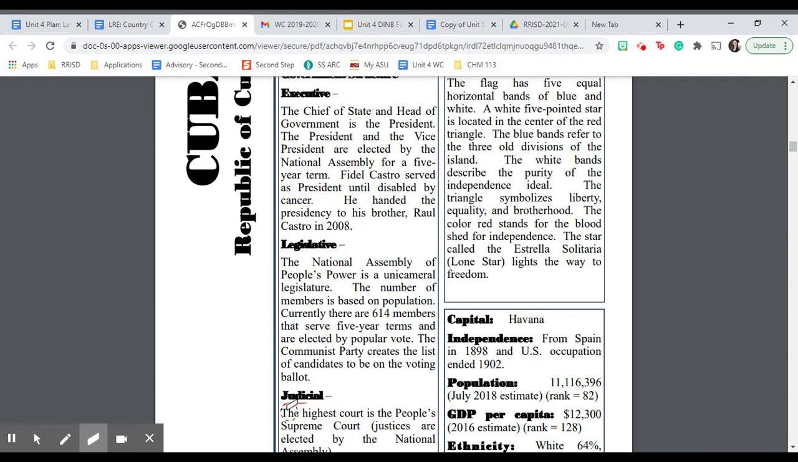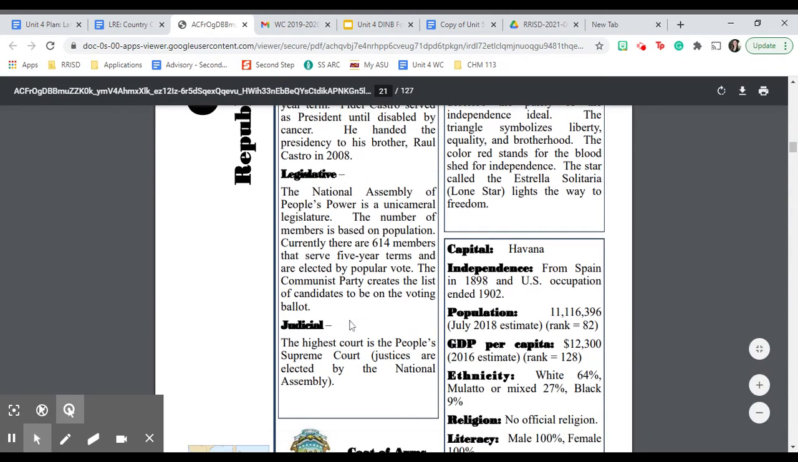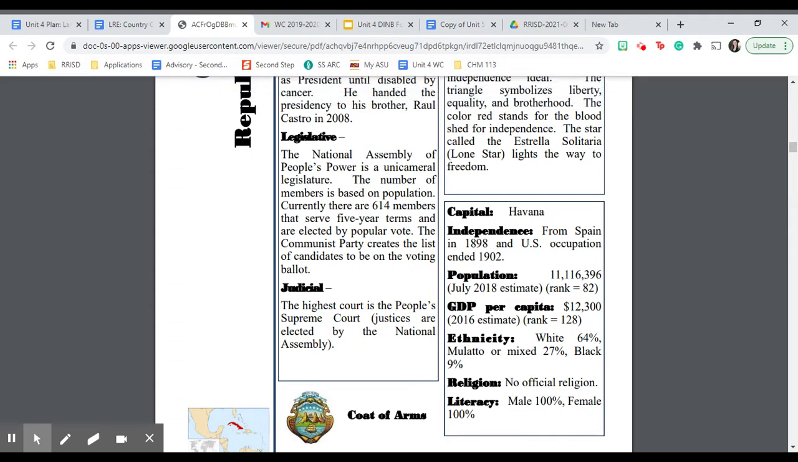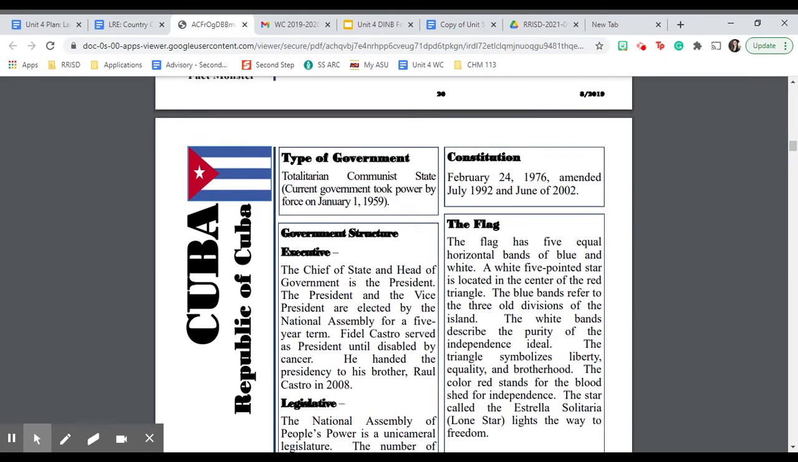On their judicial branch, let's go ahead and scroll down. The highest court is the People's Supreme Court. Justices are elected by the National Assembly. So this National Assembly pretty much gets to choose who is in major power in all 3 of the branches. They do have a constitution. It was made on February 24th, 1976, and they did amend it in July of 1992 and June of 2002. So go ahead and copy that down into your notes.